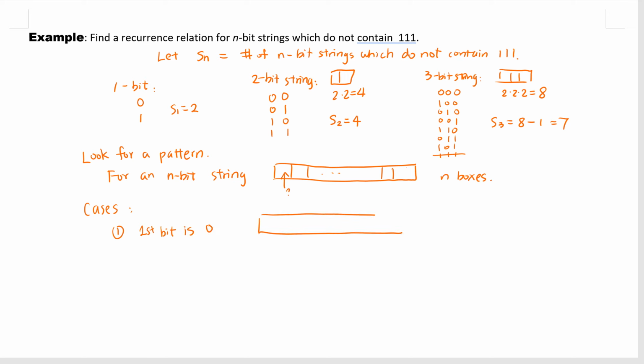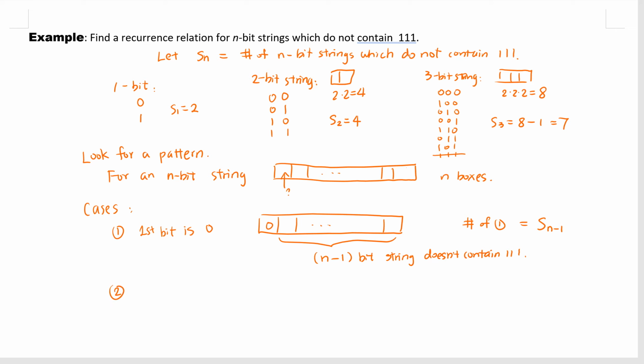So case 1, let's say the first bit is 0. So our picture looks like this. The first bit is 0 and then we have the rest. How many bits are left? Here we have n minus 1 bits, and this is a string that does not contain 111. So the number of n minus 1 bit strings that do not contain 111 is S sub n minus 1. So the number of strings in case 1 equals S sub n minus 1. So far, so good.